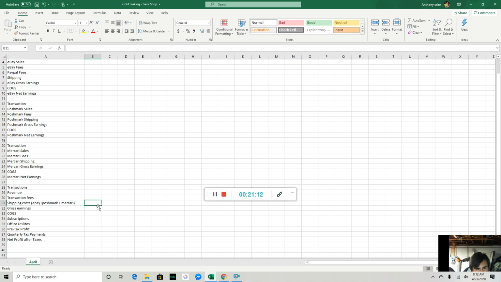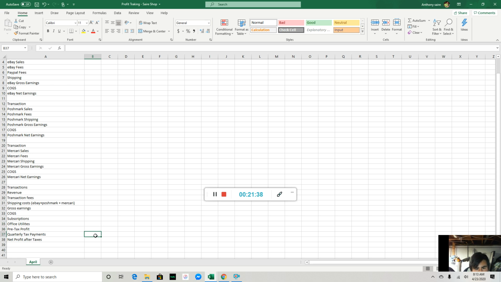Shipping costs, I'll add them up and put them here if I have to pay any, most likely out of eBay. And gross earnings, that's going to be my gross earnings, and then I'll subtract the cost of goods sold. Subscriptions that I have, office utilities, I have a big LaserJet printer that I use for my insurance business, so I use that for here too. Pre-tax profit, so I understand what I made before taxes.